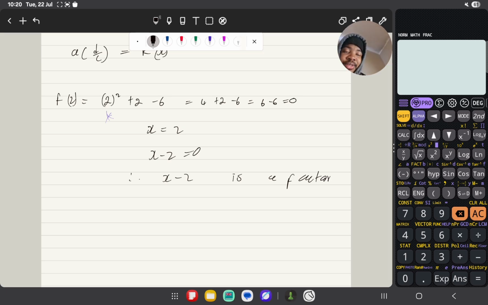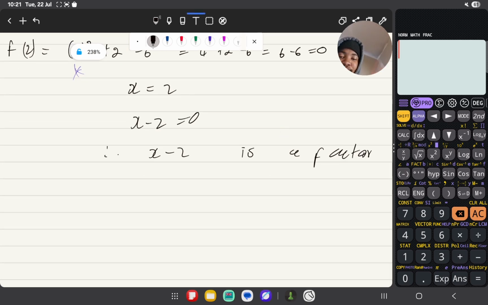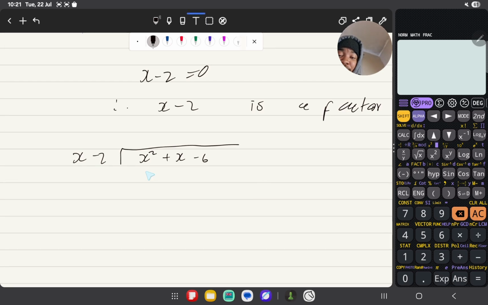So now what we do is, because we have learned the polynomial method, you can even use the synthetic method, right? I prefer the polynomial method, so I'm always going to use it. So then you have x minus 2, and you are factorizing x squared plus x minus 6. So let's go. x squared divided by x, you're getting x. x times x minus 2 gives x squared minus 2x, right?